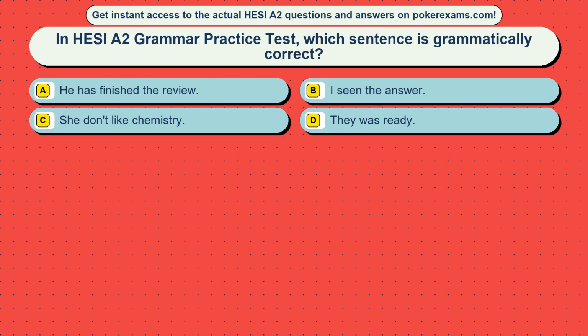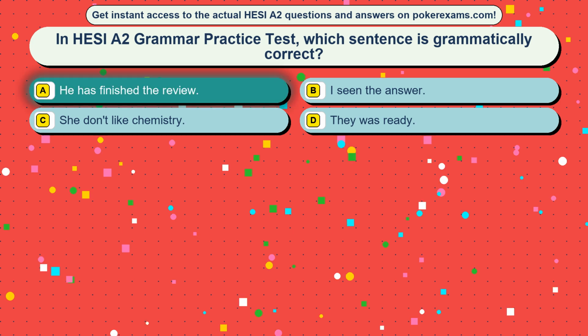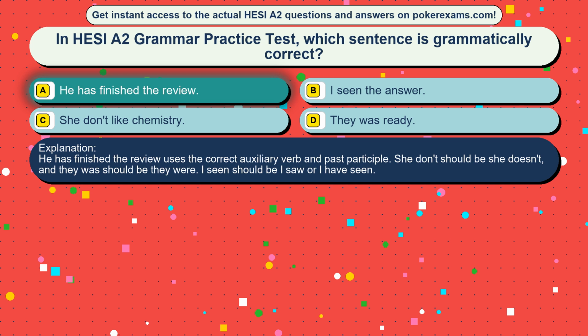Question 43. In HESI A2 Grammar Practice Test, which sentence is grammatically correct? Option A, he has finished the review. Option B, I seen the answer. Option C, she don't like chemistry. Option D, they was ready. The correct answer is option A, he has finished the review. He has finished the review uses the correct auxiliary verb and past participle. She don't should be she doesn't, and they was should be they were. I seen should be I saw or I have seen.